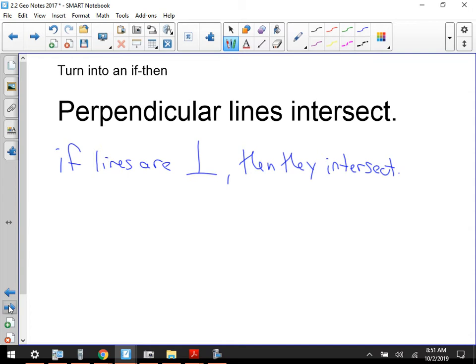All right, so if lines are perpendicular, then they intersect. That's what we just called a conditional statement. What is our P? Lines are perpendicular, implies Q. Okay. Our if-then statement created our hypothesis. If they're perpendicular, the conclusion, they intersect. Not terrible? I'm glad you're very excited about this. I think it is very interesting. Okay. So let's see if we can go on from here.